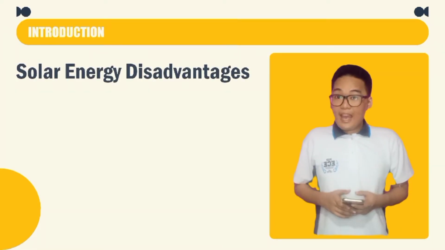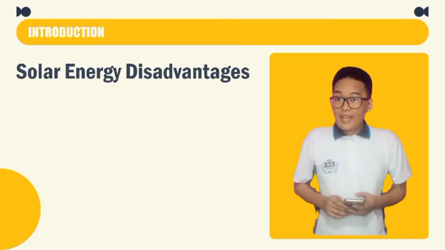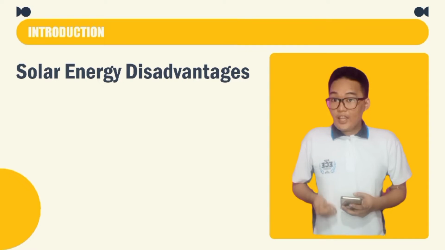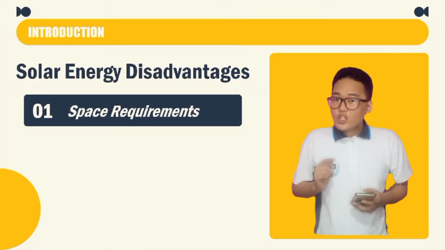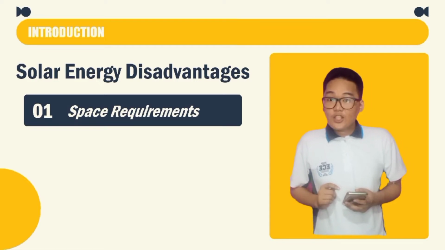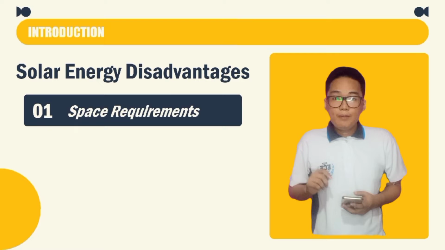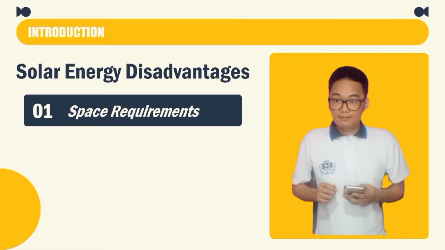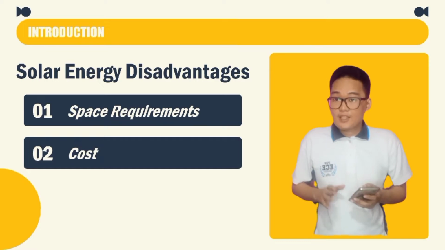Such attractive attributes of solar energy, however, do not necessarily make it free from disadvantages. First of all, solar energy requires a lot of space. Solar collectors, which are devices used in solar energy systems to collect and concentrate solar radiation, come in huge sizes. Another disadvantage is that solar systems are costly.